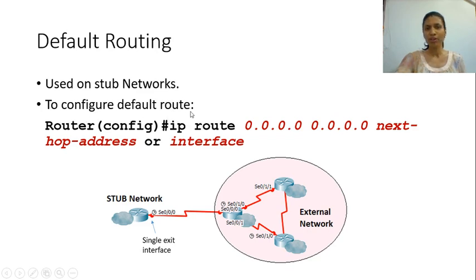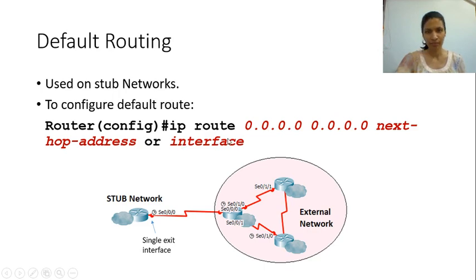In order to configure a default route, you need to do the configuration in the global configuration mode, and the command is ip route followed by 0.0.0.0 0.0.0.0. That is the destination network as well as the mask. Both are going to be all zeros. This is what defines any network. So in order to go to any network, you need to use this next hop address or this particular exit interface.